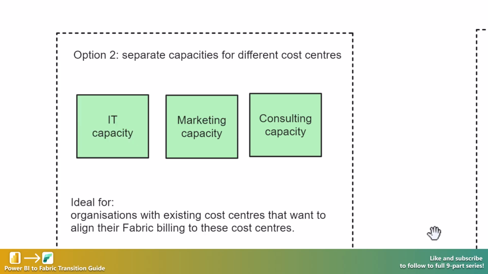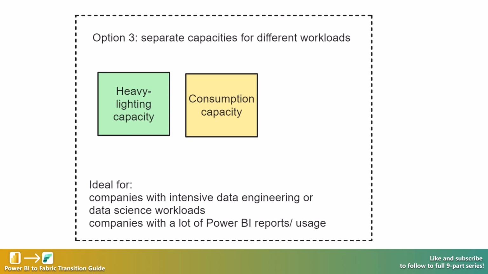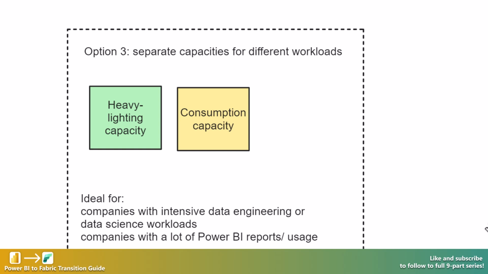Reason three is that you might want to split capacities based on the type of workload. So a capacity has a set amount of resource. And if either your data processing is very intensive, so you've got a lot of data engineering, or you're doing lots of machine learning training, for example, or you've got a lot of existing Power BI reports that have quite a stringent refresh schedule, lots of read operations, and you want to make sure that your Power BI consumers are getting a good experience, then you might want to split these kind of workloads out into different capacities.